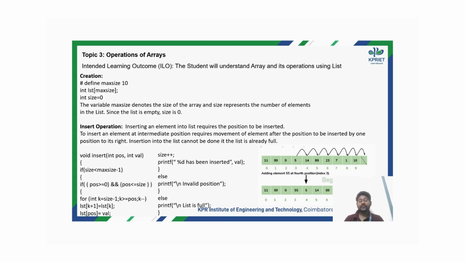And if any of the if conditions fails, then it comes out. If the second if condition, position greater than or equal to 0 and position less than or equal to size, is not achieved, then it prints invalid position. If max size is not lesser than max size minus 1, then it prints the list is full.